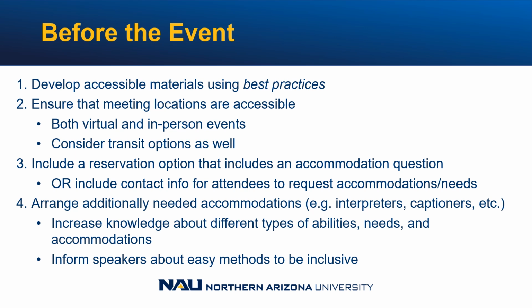Number four, arrange additionally needed accommodations. So now that you've collected that information, you can then use it and act on it. This can include having an interpreter present or having live captioning. Increase knowledge about different types of abilities, needs, and accommodations in order to best meet these accommodation needs. And inform speakers about easy methods to be inclusive.